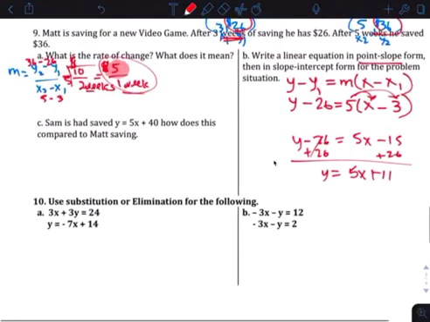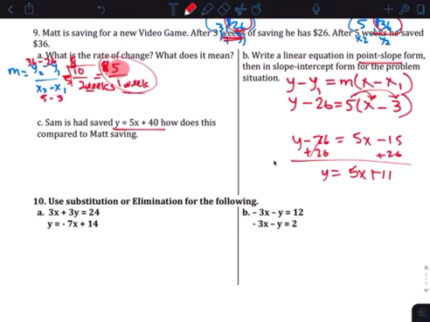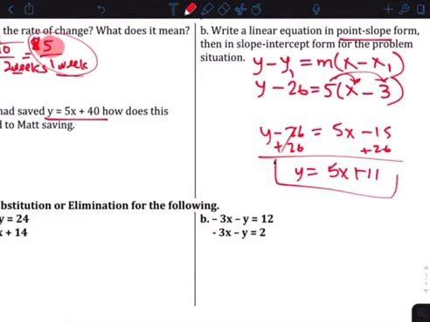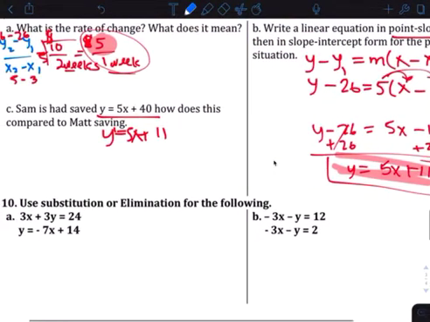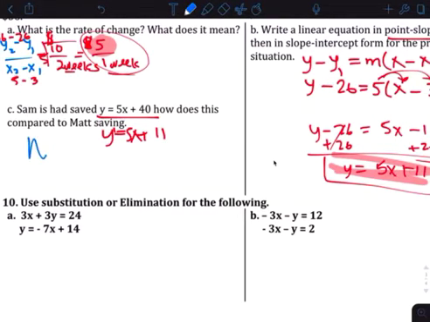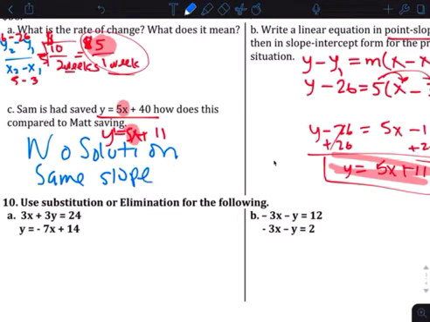Okay, Sam had saved this much. How does this compare to this one here? Y equals 5x plus 11. This is going to be no solution because notice the slope's the same and the y-intercept is different. Same slope. Okay.